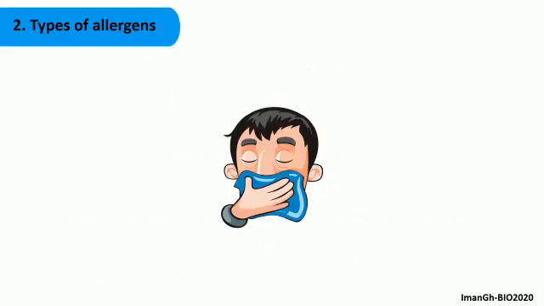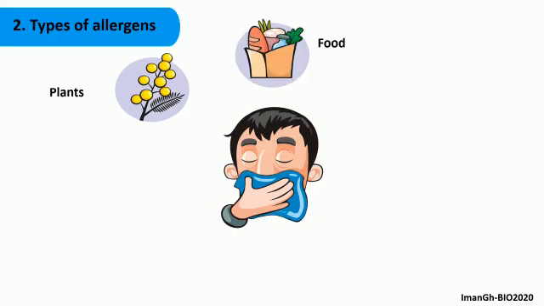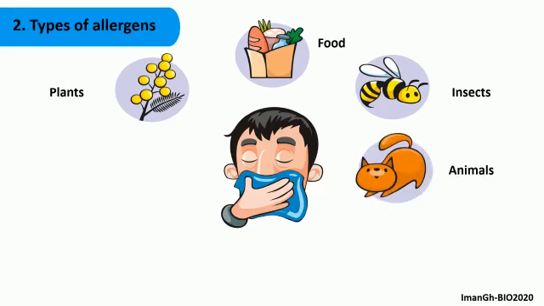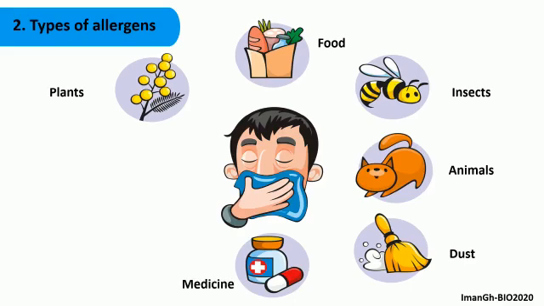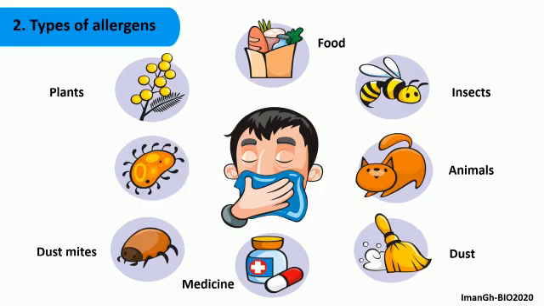There are several types of allergens, such as pollen from plants. This allergy is known as hay fever. Food allergy, such as peanut allergy that can lead to the swelling of the throat and tongue, insect stings, animals' hair or fur, dust, certain types of medicine and chemicals, dust mites which are found in bed mattresses and furniture, and microorganisms such as mold which is found on bread.